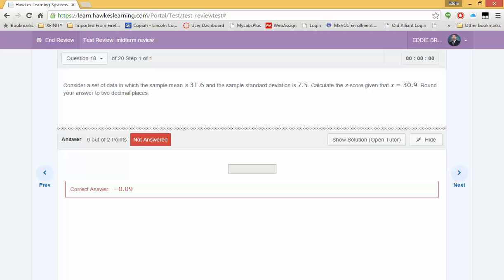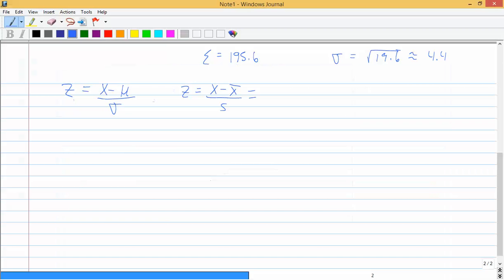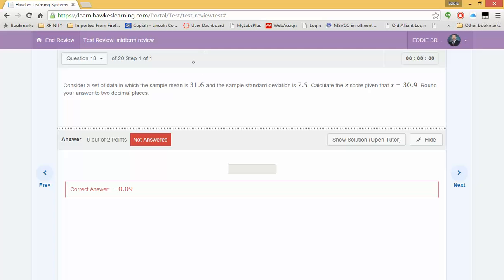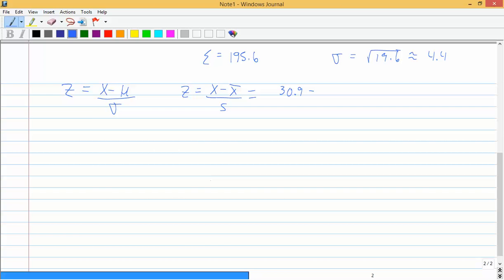Okay. So mean is 31.6. Standard deviation is 7.5. X is 30.9. So 30.9 minus, gotta look back again, the mean was 31.6, so minus 31.6 divided by 7.5. Alright, so let's do that.